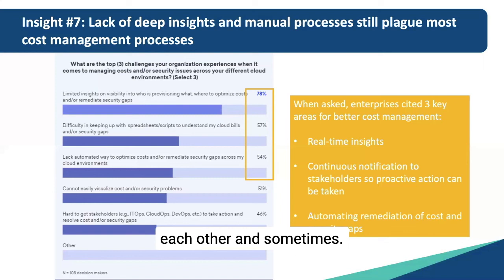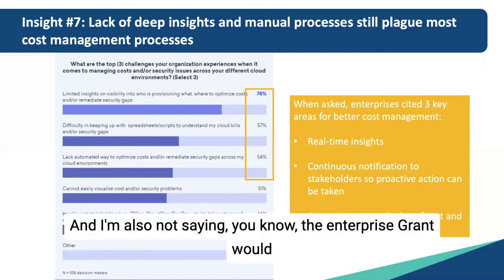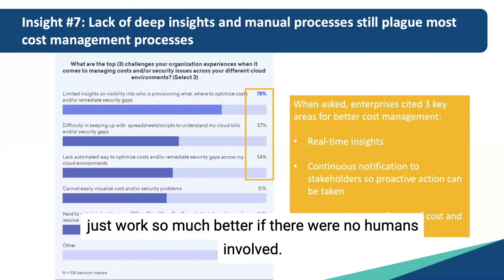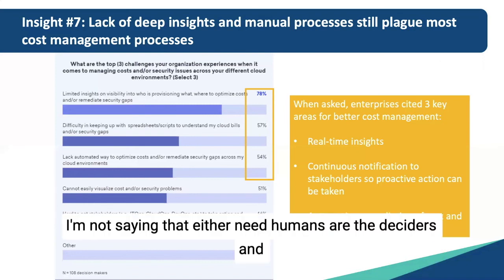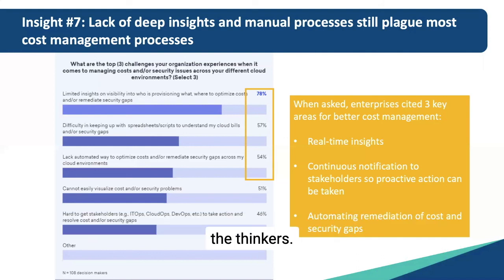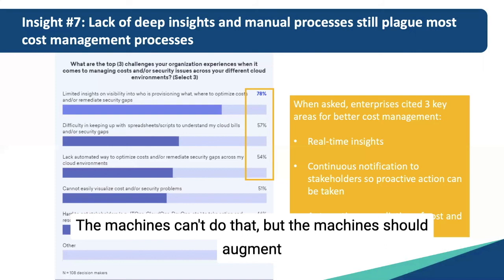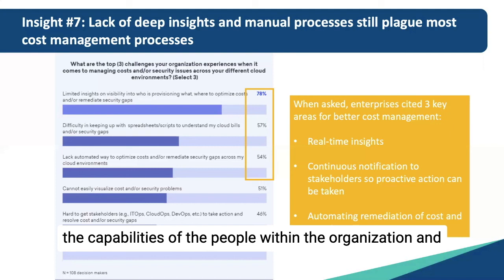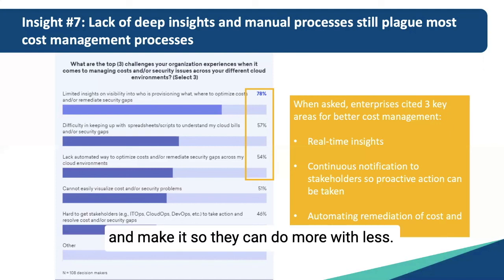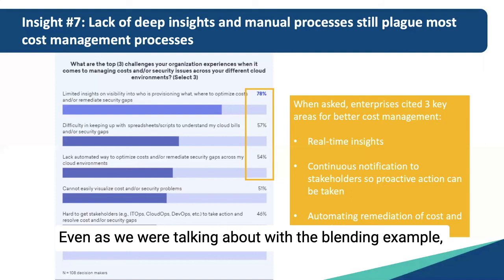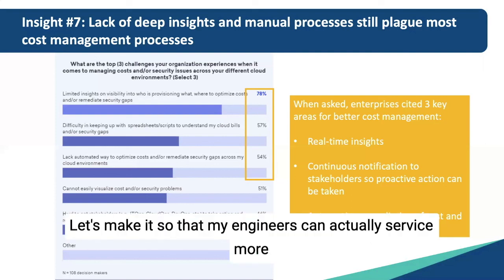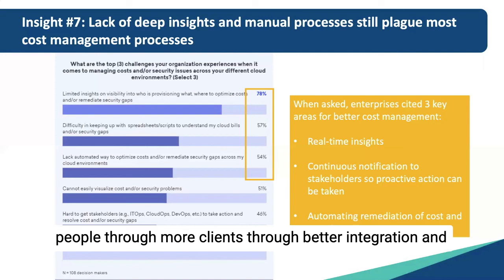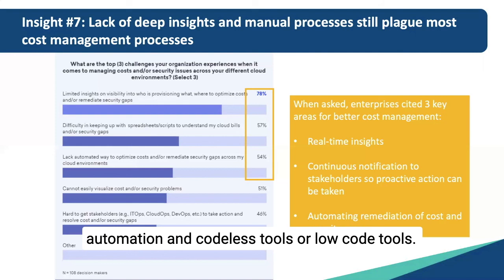And I'm also not saying the enterprise would just work so much better if there were no humans involved. I'm not saying that either. Humans are the deciders and the thinkers. The machines can't do that. But the machines should augment the capabilities of the people within the organization and make it so they can do more with less. Even as we were talking about with the blend example, let's make it so that my engineers can actually service more clients through better integration and automation and codeless or low-code tools.